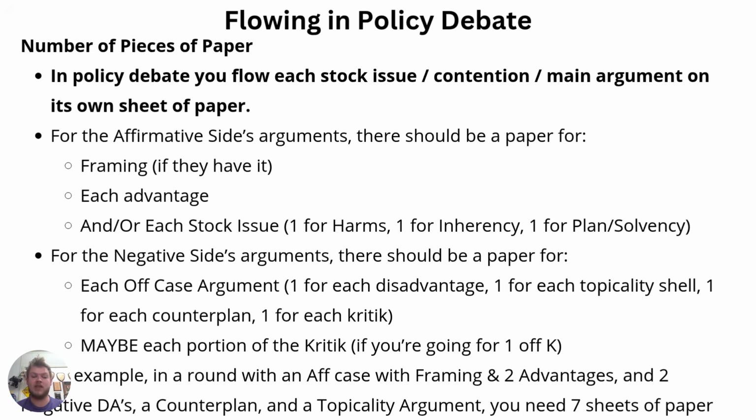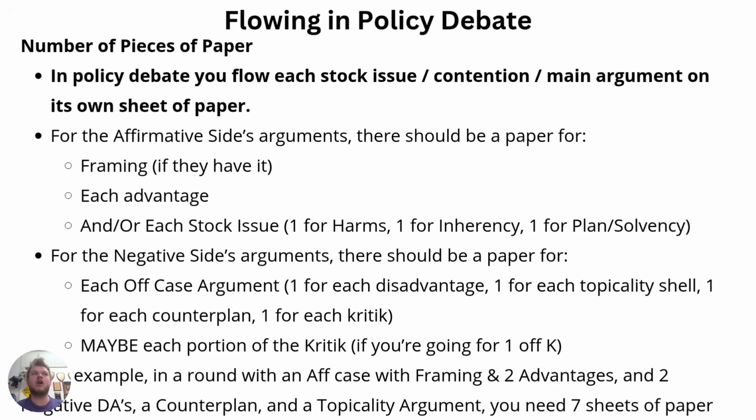And maybe there should be a piece of paper for each of their stock issues if they're reading like a HIPS case. So a piece of paper for harms, a piece of paper for inherency, and a piece of paper for plan or solvency. Whereas on the negative side, you want a piece of paper for each off-case argument. So one sheet of paper for each disadvantage, for each topicality shell, for each counterplan, and for each critique.